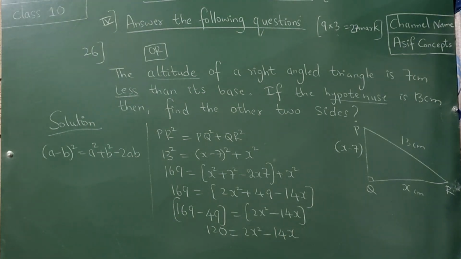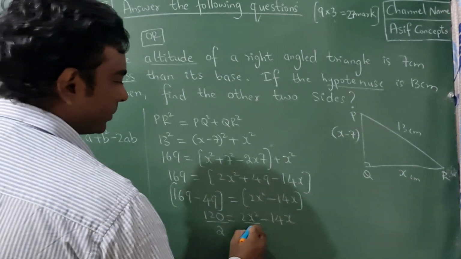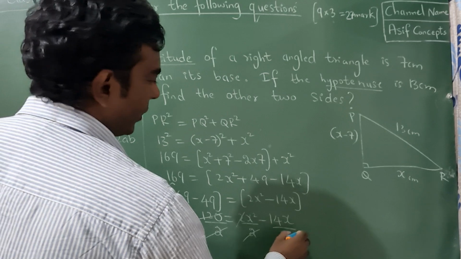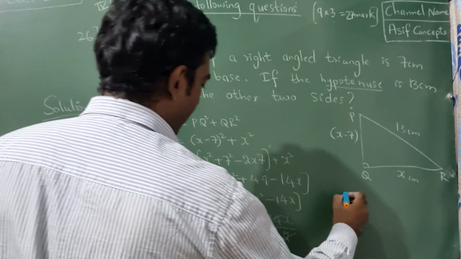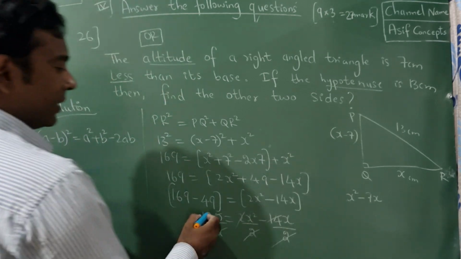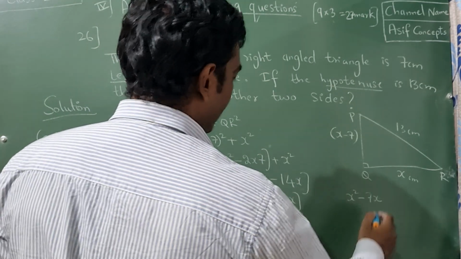Now divide by 2. Divide this term by 2. The 2 ones are 2, 2 gets cancelled, 2 sevens are 14. So I'm going to write here x square minus 7x. This is 60. When 60 goes to the right hand side, it will become minus.